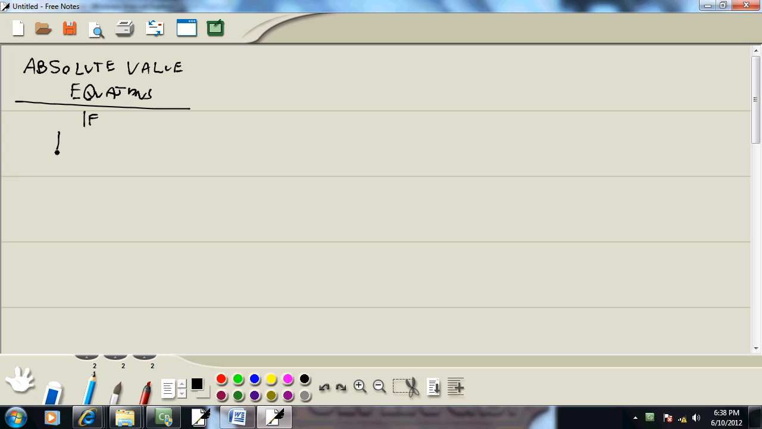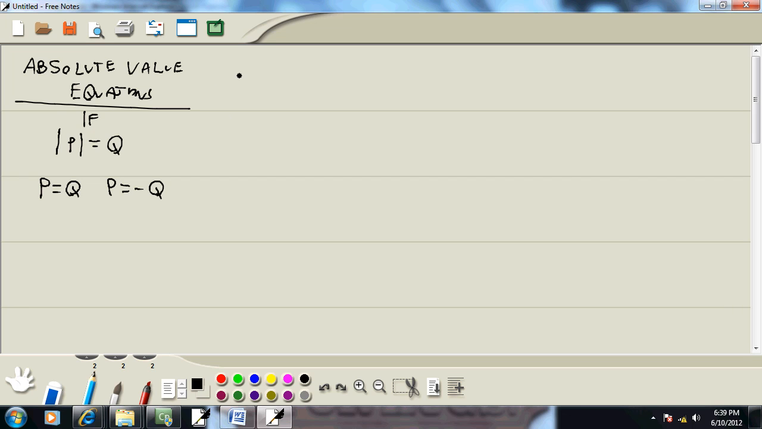If you have the absolute value of something equal to something else, now the absolute value has to be by itself. Can't have any numbers in front of it, can't have any numbers after it, has to be by itself. Then you can drop the absolute value bars, and you set it equal to positive the other side, and you set it equal to negative the other side.